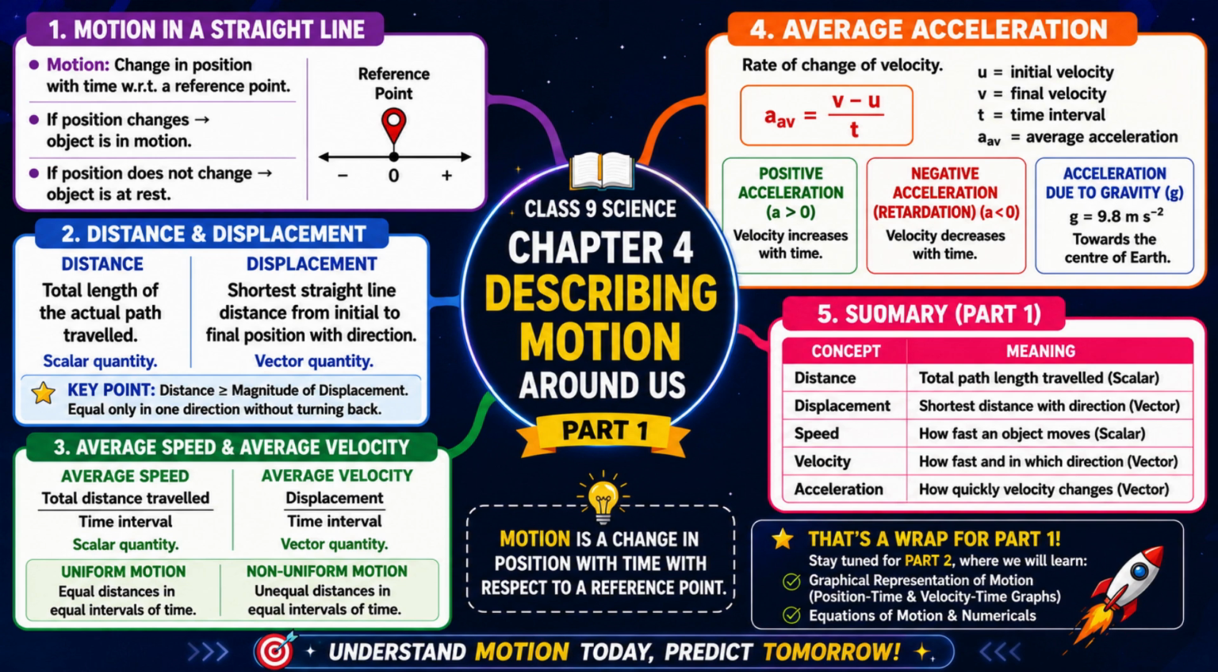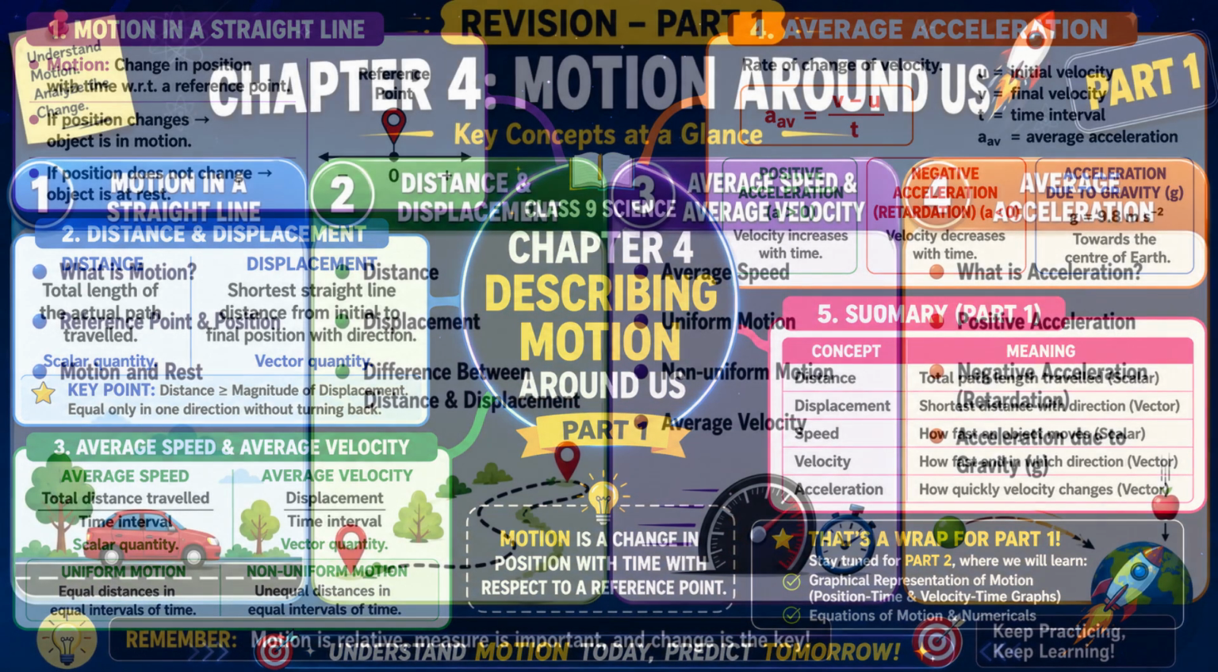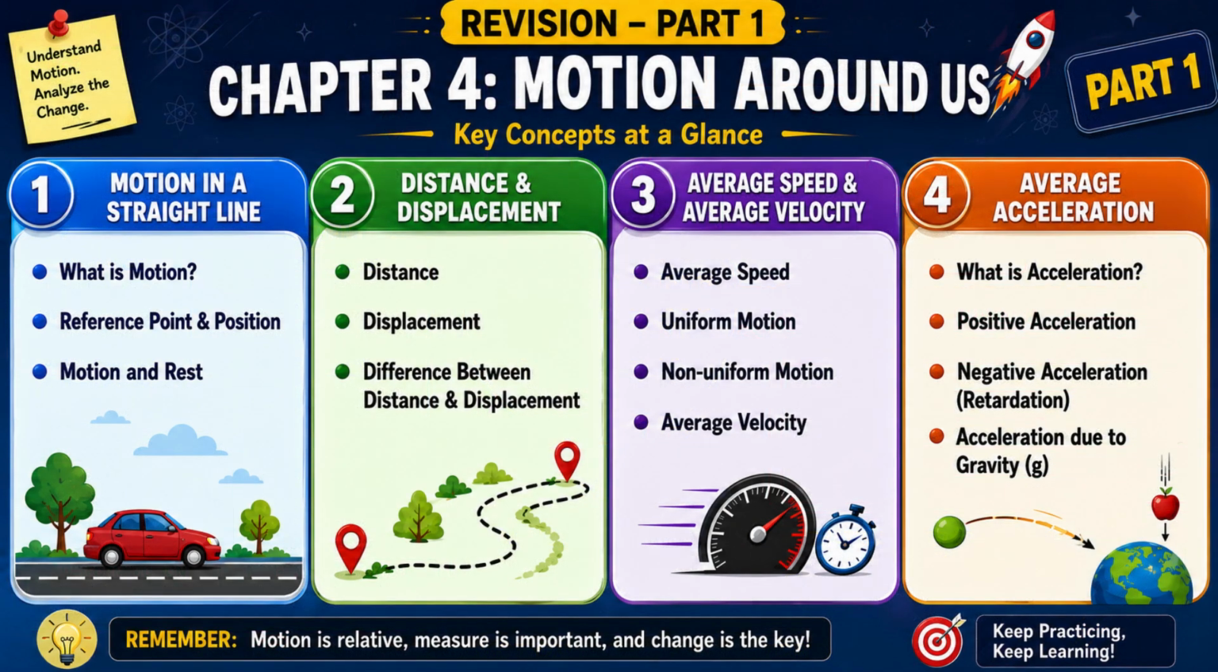After that, we understood average speed and average velocity. Remember, speed tells us how fast an object moves, whereas velocity tells us how fast and in which direction it moves. Next, we discussed uniform motion and non-uniform motion, and saw how objects can move either at a constant speed or with changing speed. Finally, we learned about average acceleration, which tells us how quickly the velocity of an object changes with time. We also understood the concepts of positive acceleration, negative acceleration or retardation, and acceleration due to gravity. And with that, we've successfully completed part 1 of this fascinating chapter.